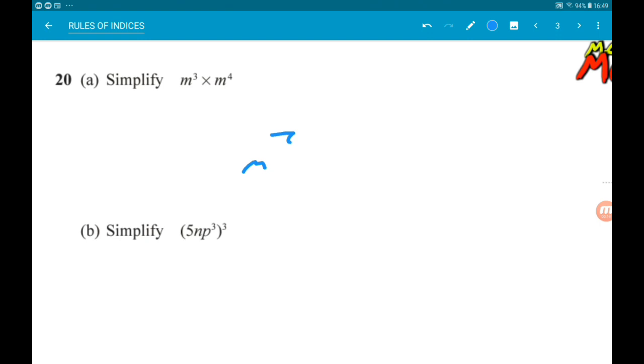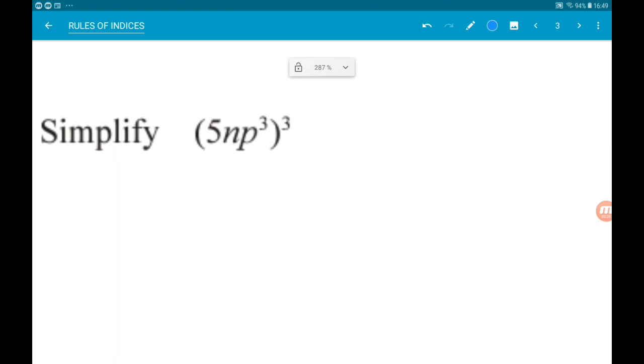Part B. Simplify 5np cubed, all cubed. So the power on the outside affects each different thing inside of the bracket. So this is going to give us 5 cubed n cubed, and then we're going to get p to the 3 times 3, so p to the power 9.